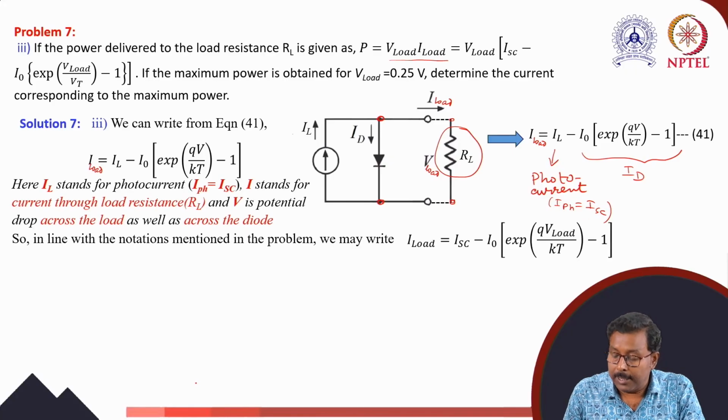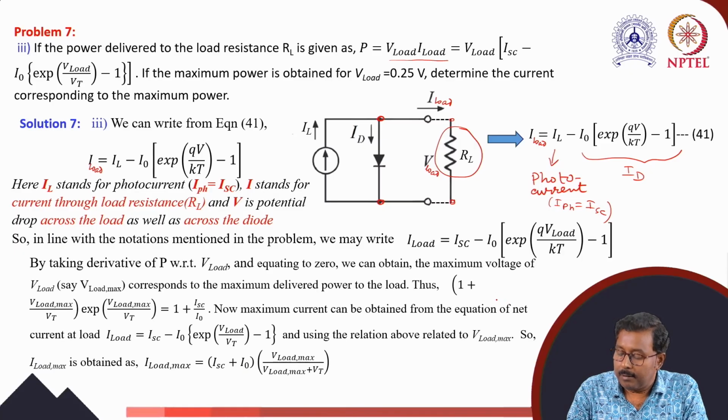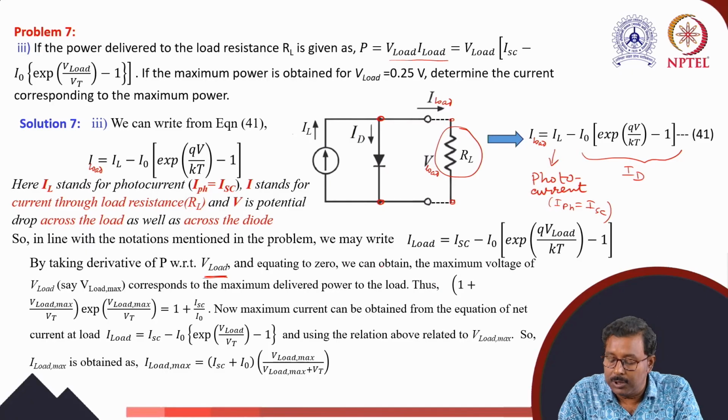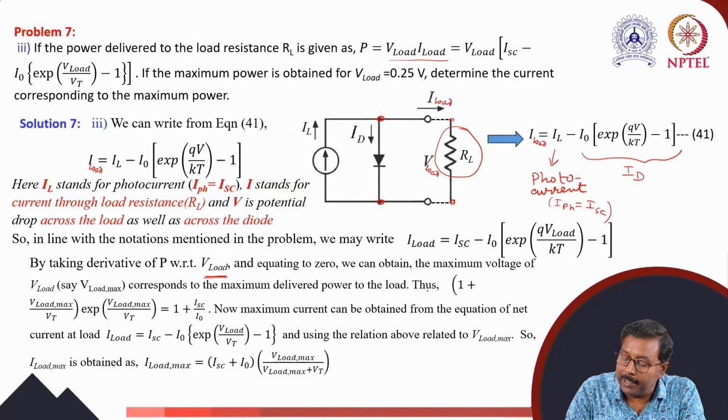This explanation is given here. I load expression ultimately is ISC minus I0 exponential V load by KT minus 1. If you take the derivative of P, because P is V load into I load, with respect to V load, and equate it to 0, because for maxima or minima this should be 0, you can get a value of V load max, the value of V load for which you can get the maximum power.